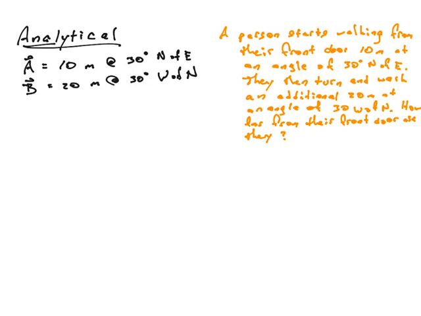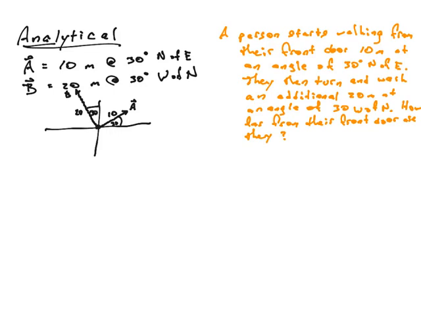We're given two vectors. First vector, they start from the front door, and I can draw this out. Here's the front door, the origin. And they walk out 10 meters at an angle of 30 degrees north of east. So that's something like this. Here's my vector A. 10 meters, and this is 30 degrees. The second vector, vector B, they go 20 meters, 30 degrees west of north. So that's something like that. 20, this is vector B, and this is 30 here.